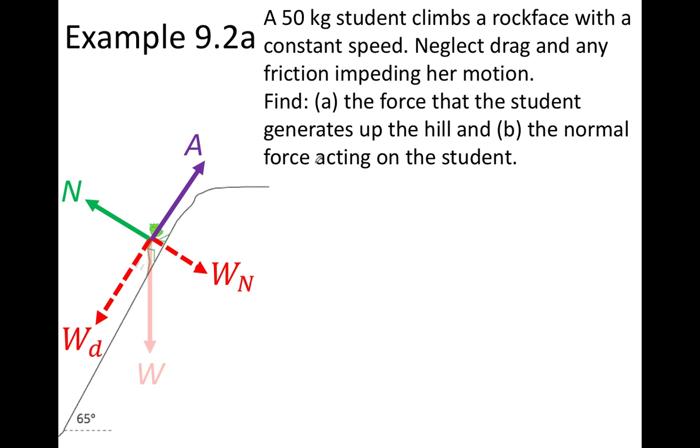Because the problem states that the student is climbing with a constant speed, that is going to imply that the forces acting on the student are balanced. And so we know that applied force, the force that is generated by the student, is going to have to equal the downhill component of the weight force. And from last lecture, we learned that the downhill component of the weight force is the weight times the sine of the ramp angle theta.